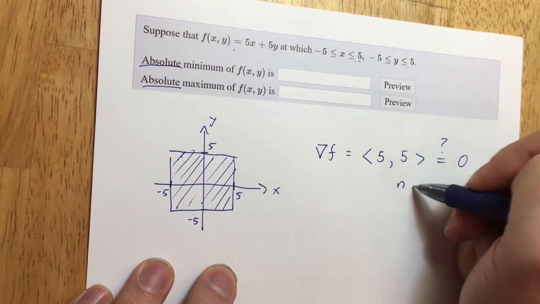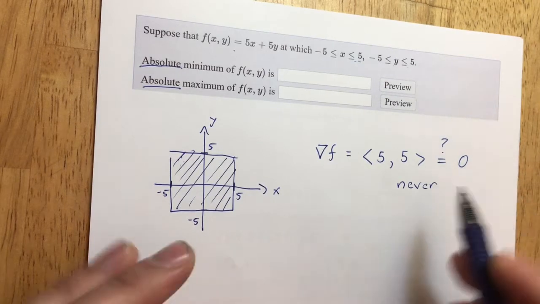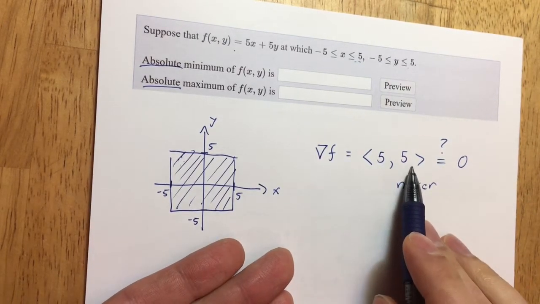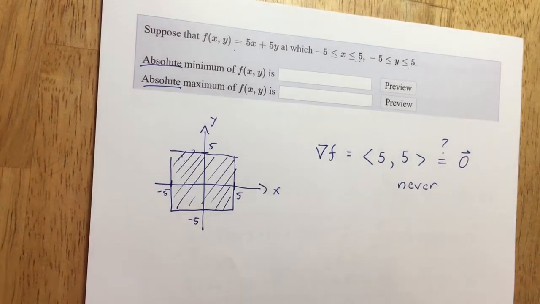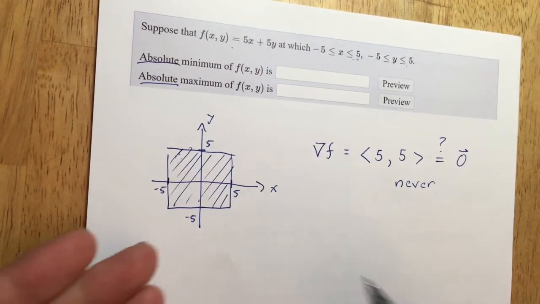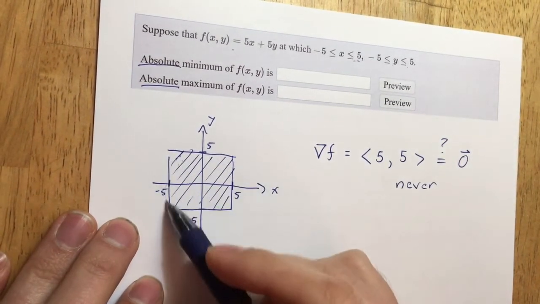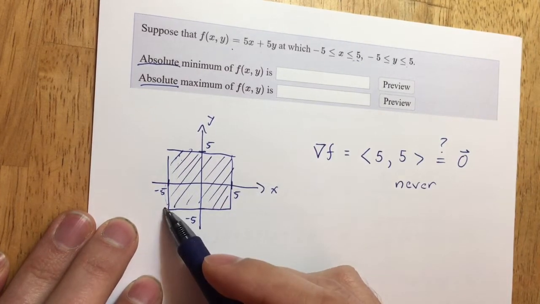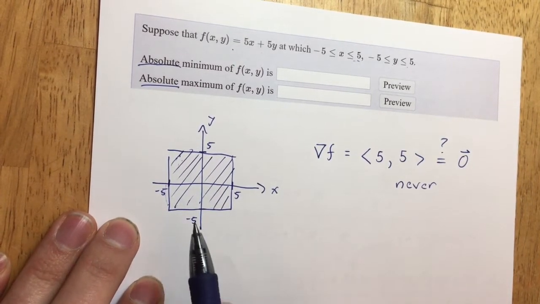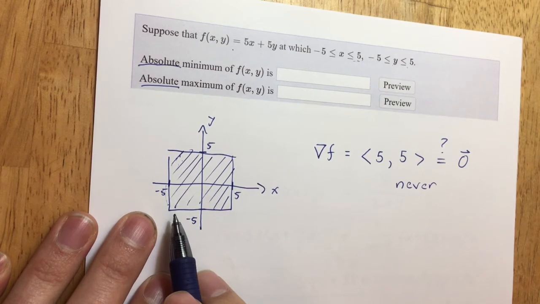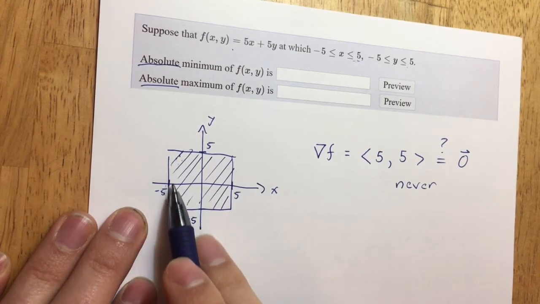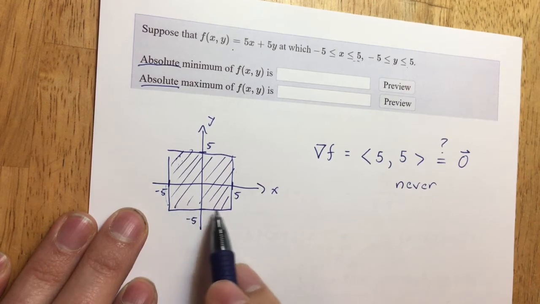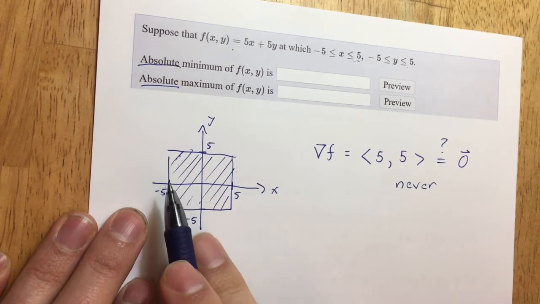Well, never. It never equals 0. That's impossible. This is always the vector 5, 5. It can never be the 0 vector. So that means that there are no local mins or maxes inside this square, which means that the only place a maximum or minimum could occur is actually on the boundary. So really, all we have to do for this problem is explore the boundary of this square.